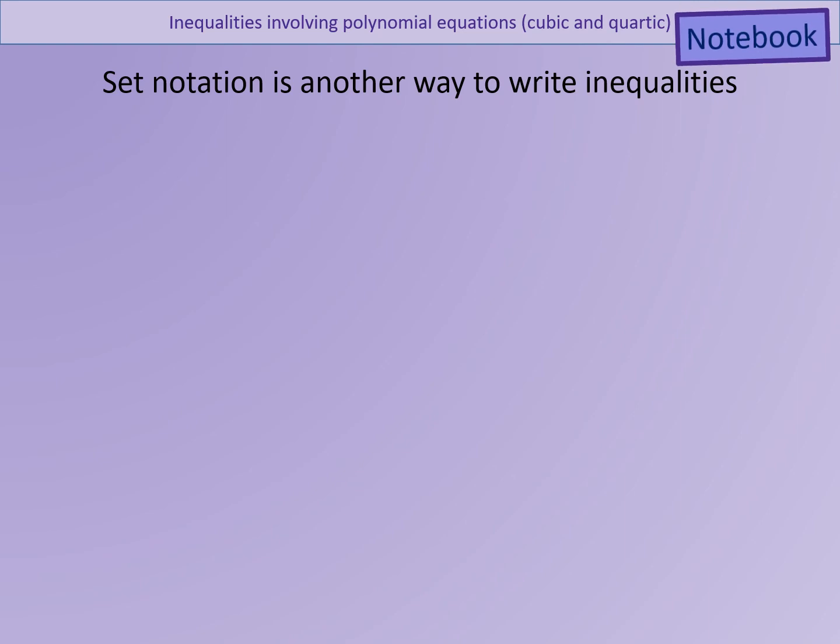So just a reminder that there's also an alternative way of writing inequalities. You do need to be aware of this because it may be used in an exam, it may be used in a multiple choice, for example, or it may be used in the question itself. So in order to write inequalities in set notation, you could write it like this.